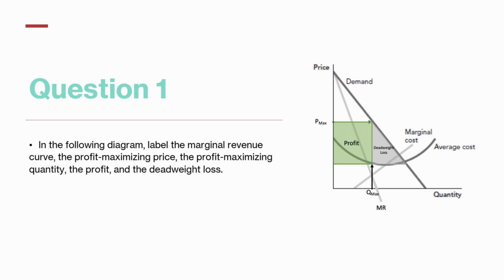The profit is the area defined from the point right above where the marginal revenue and marginal cost meet, from that point on the average cost curve to the demand line, and the width is from the y-axis to the demand line as well. And deadweight loss is the gray triangle right next to the profit.